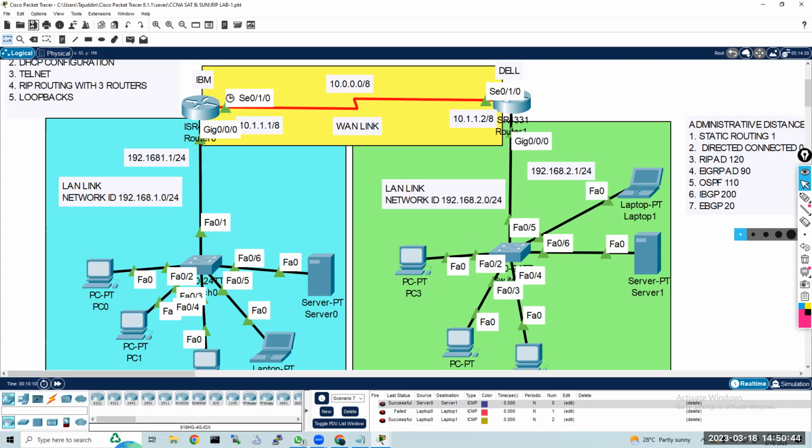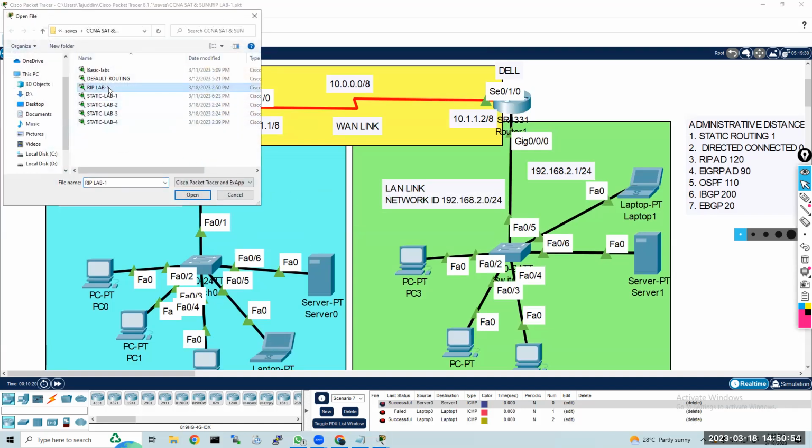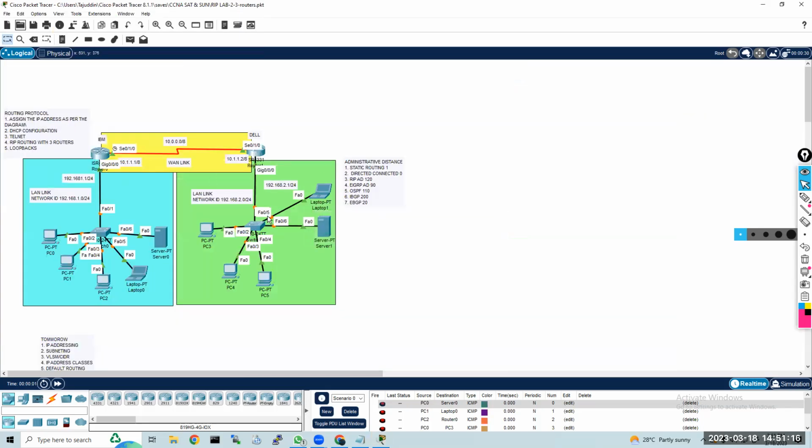Now I will do it with 3 routers. RIP lab 2 using 3 routers. I will take this RIP again, copy and paste. Okay, if you open this, the same topology will open. So I'll put it here, this one.